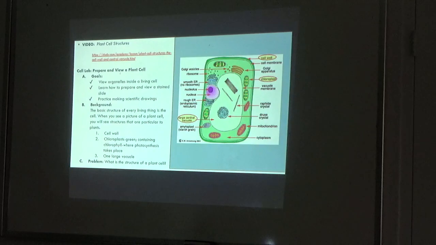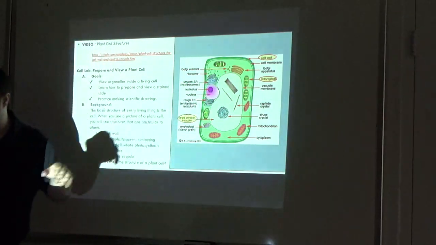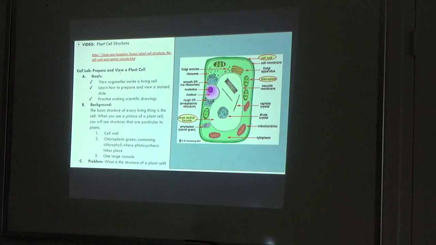We're also going to be looking for the large central vacuole, which again is the big sac in the middle of the cell. We're going to be looking for that, and I think that's about it. This is just for the benefit of the remote students, so they know what we're going to be looking for.